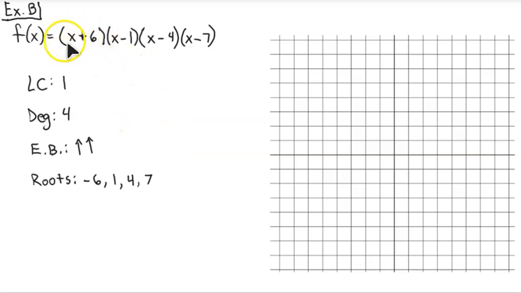And you can see here x plus 6 means if we were to set this equal to 0 and solve, we would have a root of -6. If we were to set x minus 1 equal to 0 and solve, we would have a root of 1.